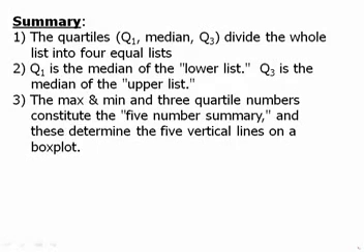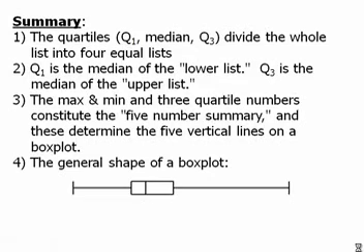The max and the min and the 3 quartile numbers constitute the 5-number summary, and these determine the 5 vertical lines on a box plot. And the general shape of a box plot is as follows. We'll talk more about box plots in the next video.